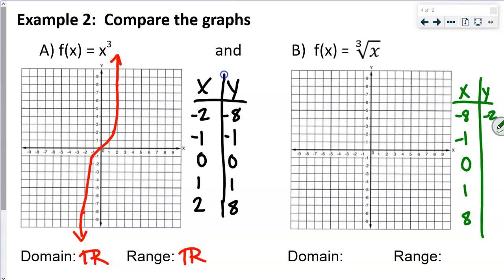The cube root of -1 is going to be -1. 0 is going to be 0. 1 is going to be 1, and this is going to be +2. So when we do this, we got -8, -2 there. And then we've got -1, -1, 0, 1, 1, and then we've got 8, 2. So this is our graph of the cube root of x.